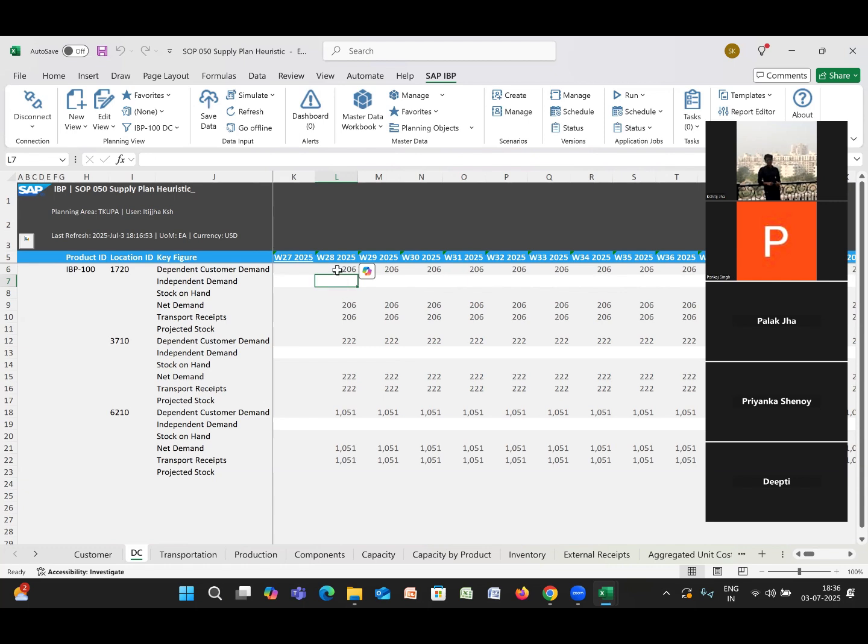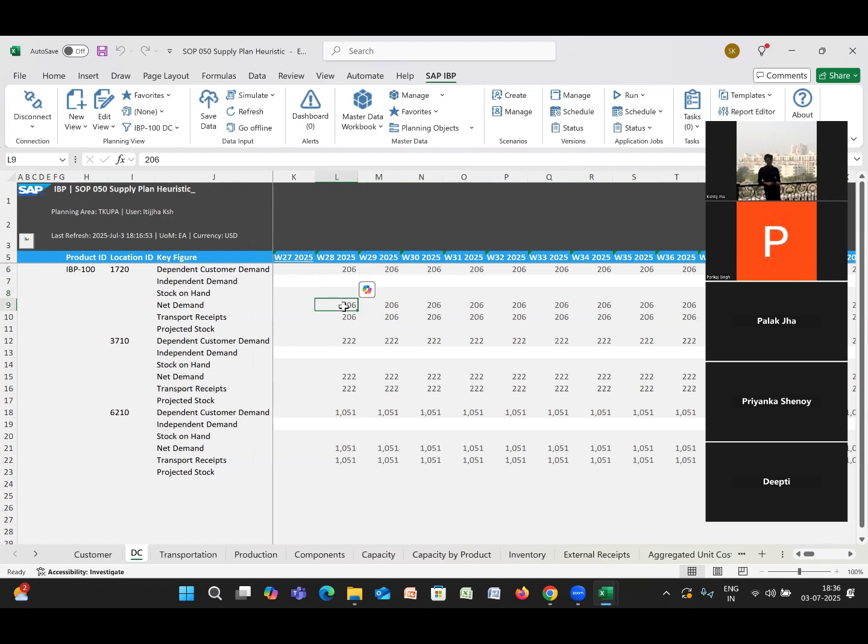So here, since we didn't have any independent demand, if there was any independent demand, then that and customer dependent demand, these both will be added, and that becomes the total demand for that week. Because we don't have independent demand, that's why 206 stock is 0. So your net demand becomes 206 minus 0. So 206 is your net demand.